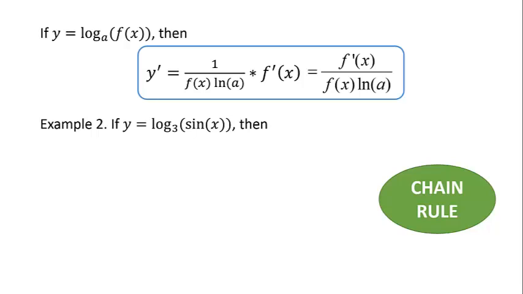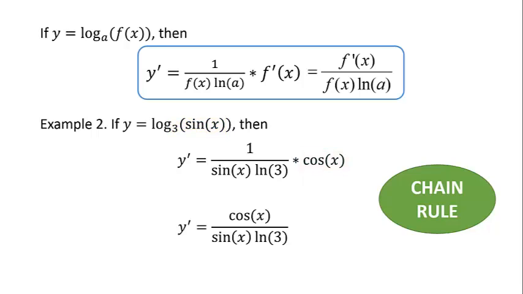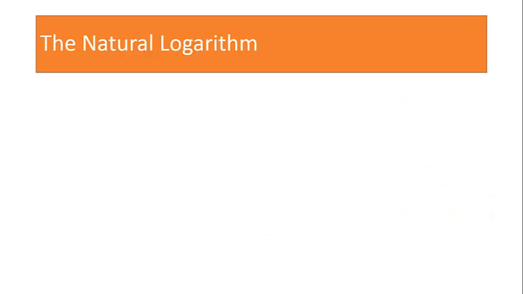Suppose y is log base 3 of sine of x. Then following the above rule, y prime equals 1 divided by the function sine of x times the natural log of 3, and then times the derivative of sine of x, which is cosine of x. We can clean this up and simply write it as cosine of x divided by sine of x times the natural log of 3. Certainly, the most important logarithmic function is the natural log.